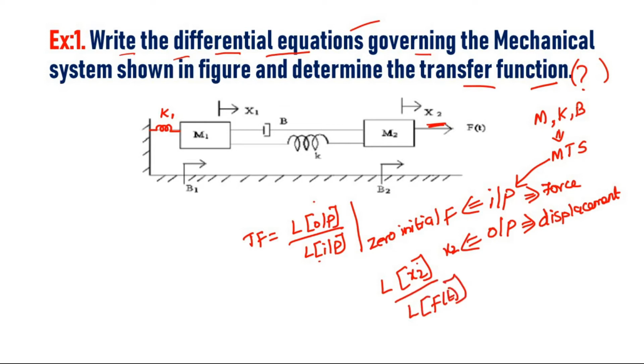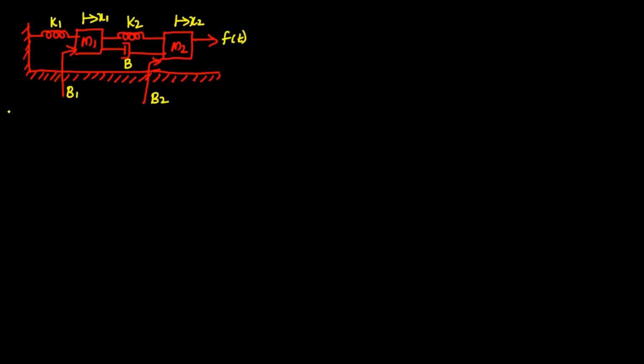So Laplace transform of x2 divided by Laplace transform of F. So all of these are in time domain, right. So what is the answer? x2 of s divided by F of s. So this is the required transfer function. This is the diagram of a mechanical translational system for which we need to find the transfer function, right. So the required expression for transfer function is x2 of s divided by F of s, correct.